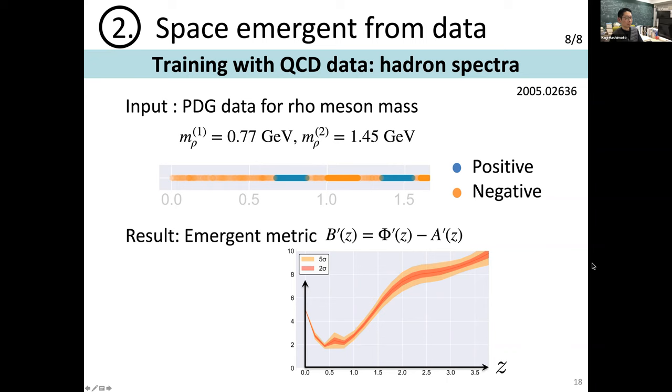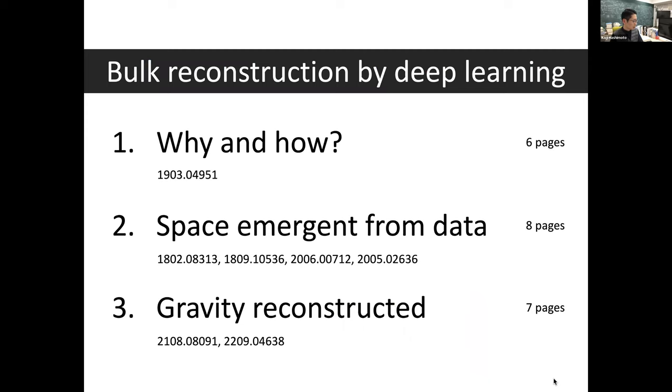So in the remaining 10 minutes or so, let me talk about the action reconstruction. Here, I don't use machine learning. Since we have the metric, what we need to do is to find the action which has a solution identical to this emergent metric given in section two.